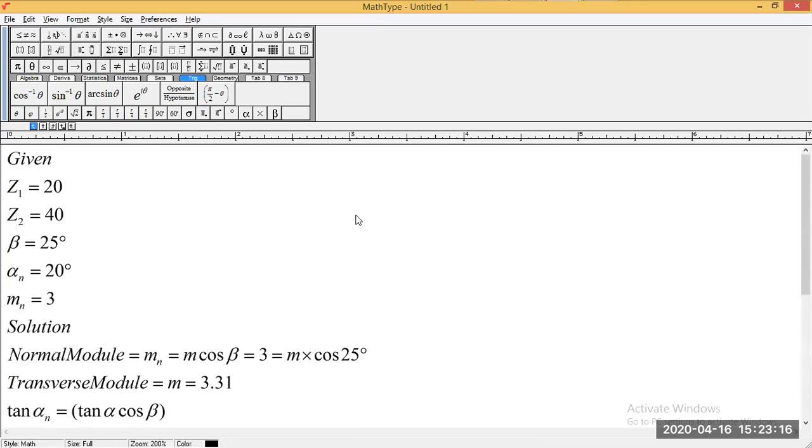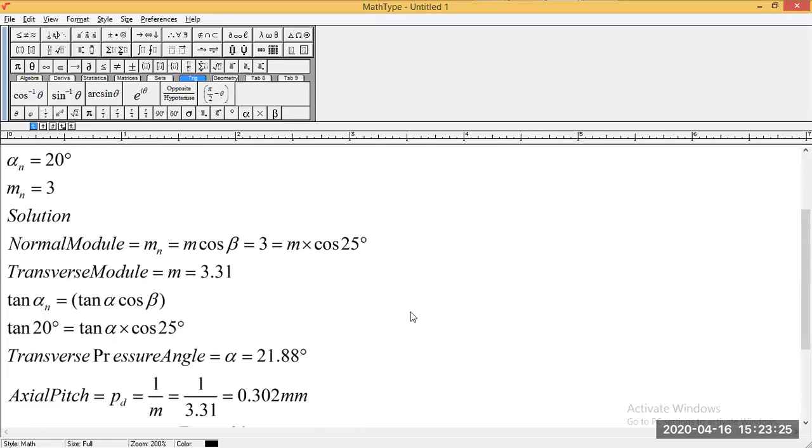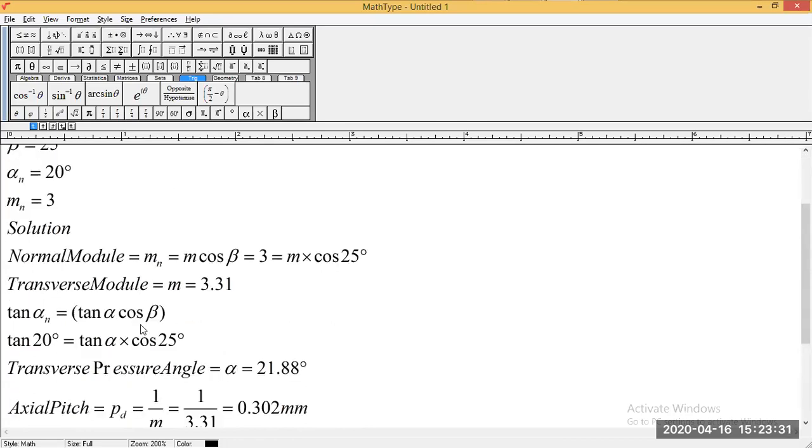So that's it for the first numerical. Any doubts in here, you can post in the group. This numerical was mainly done so that you can know the difference: what is the normal and what is the transverse? Normal module and transverse module. Two things you have to know.